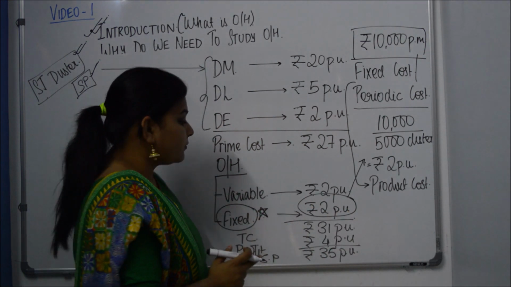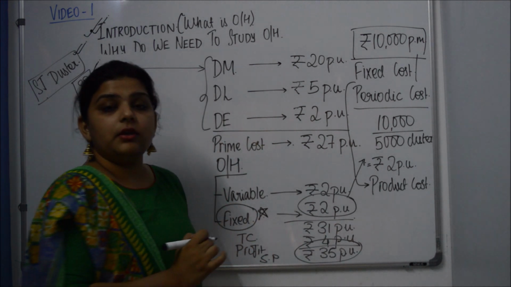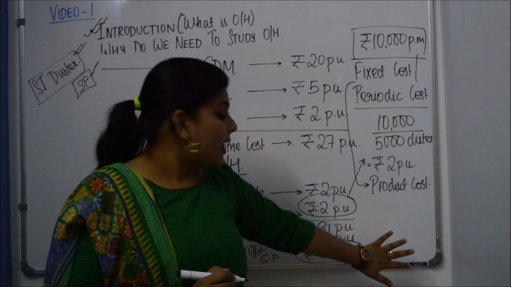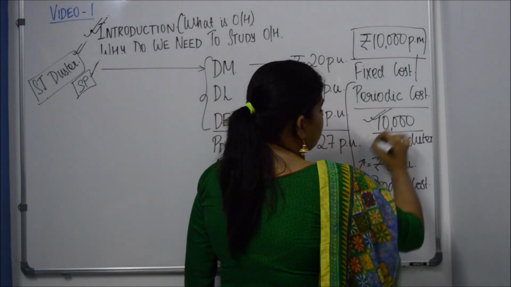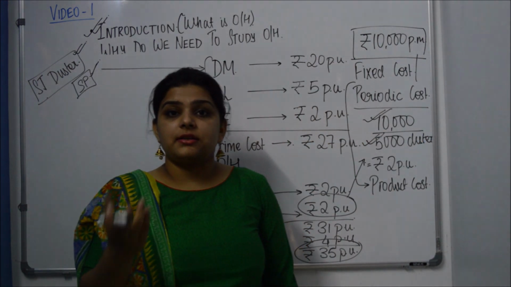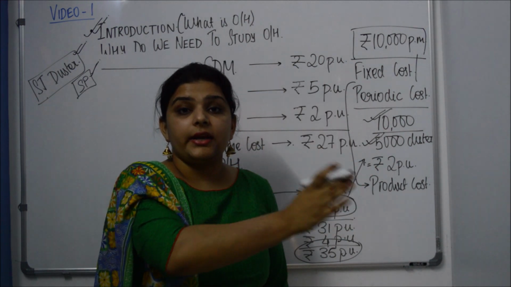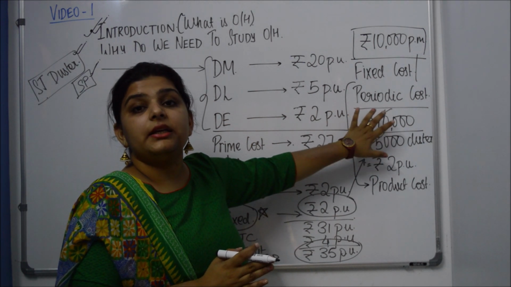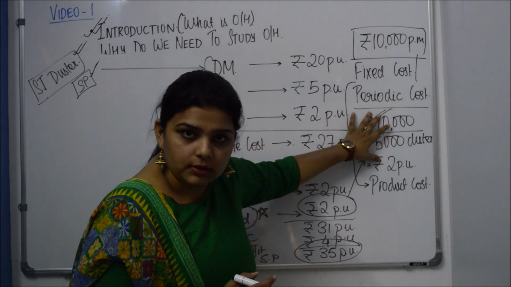Now, I want to know, when did we fix this? At the beginning of the year or at the end of the year? At the beginning of the year. At the beginning of the year, you tell me, do I know this or do I know this exactly? No. I don't have actual figures. I will know my actual production, my actual cost at the end of the year. These both are my predetermined, my budgeted, my estimated cost.